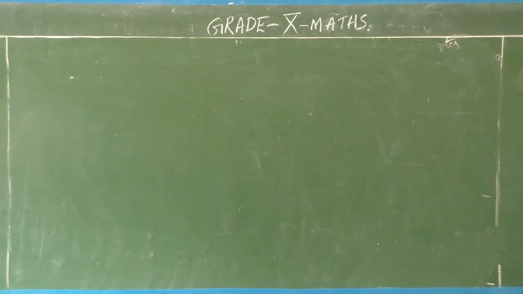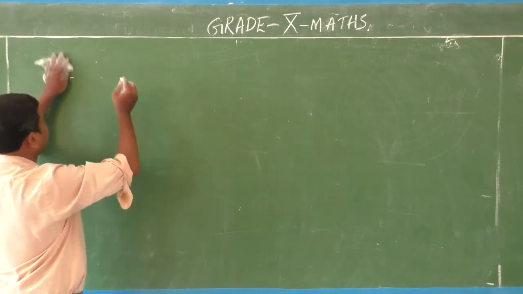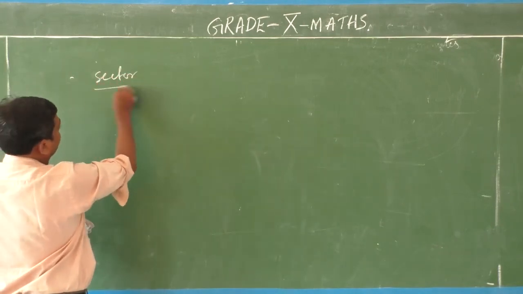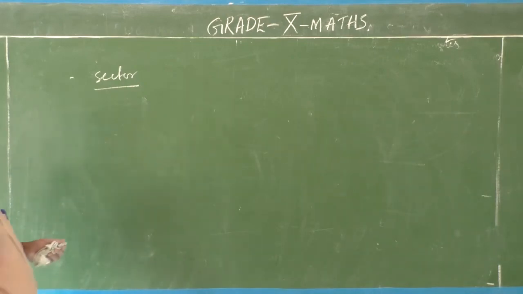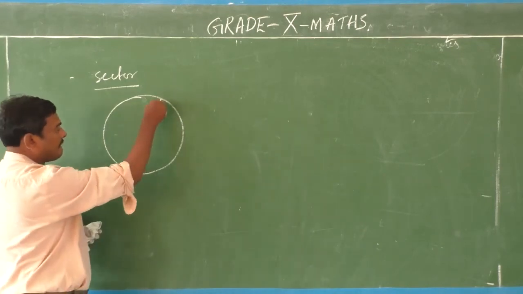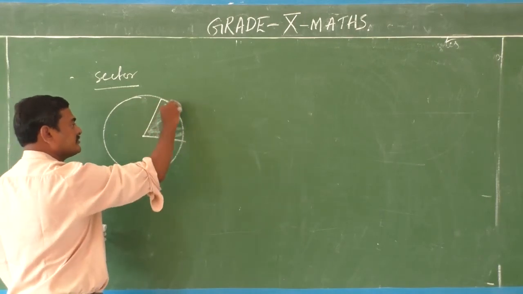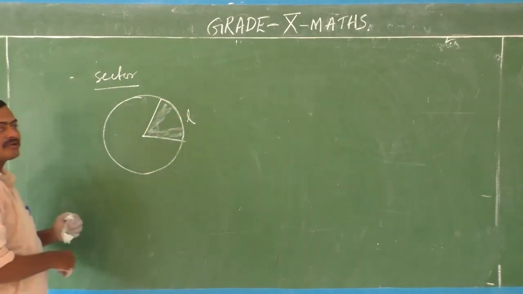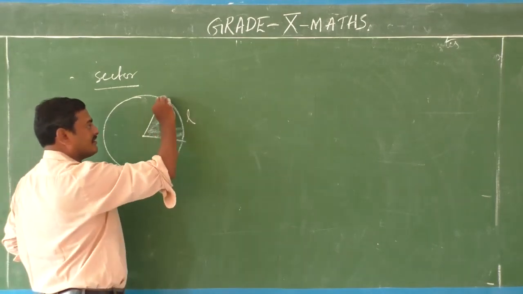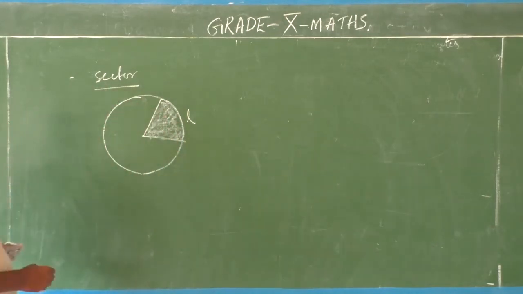Then we go for the next topic. Now we want the sector. So how can we define the sector? This is a circle and this is a radius. This is another radius. This is the length of arc L, a part of a circle. This is an arc of length L. Then this is called a sector of the circle.